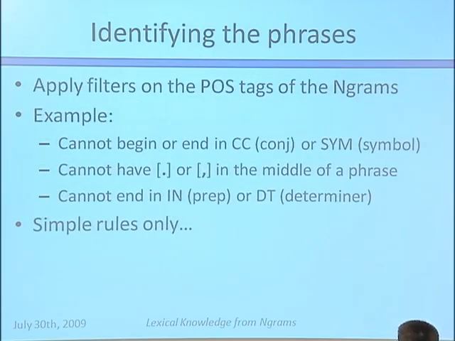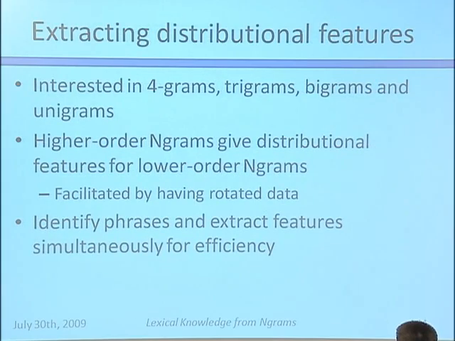We also apply some very simple filters on the POS tags of the Ngram since the data was tagged. And this just eliminates some very blatant non-phrases. We don't want to begin or end in conjunction or symbol. We don't want to have period or comma in the middle of the phrase. We don't want to end in a preposition or determiner. And there are a couple other rules like that, but they're very simple, very easy to filter out the non-phrases.